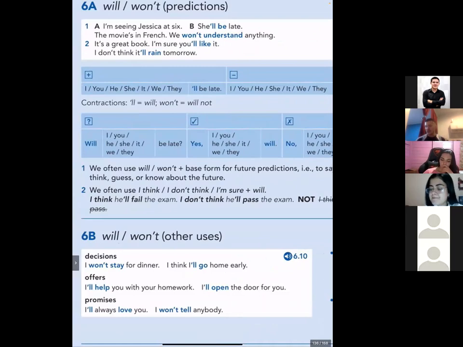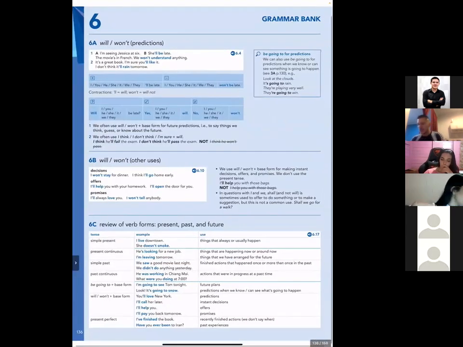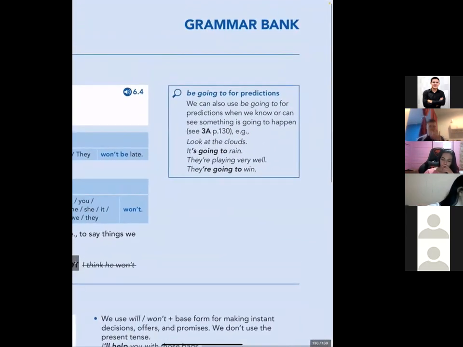Okay, let's go ahead, there's a note here that I really like. It says be going to for predictions. I don't know if you remember, you probably remember, I hope so. Last week, I think, or a few weeks ago, we talked about be going to being used for predictions. The difference between be going to and will is that be going to is when we have more information.